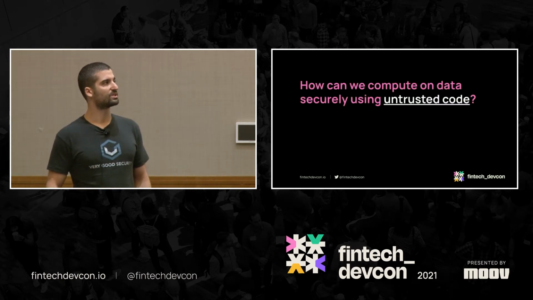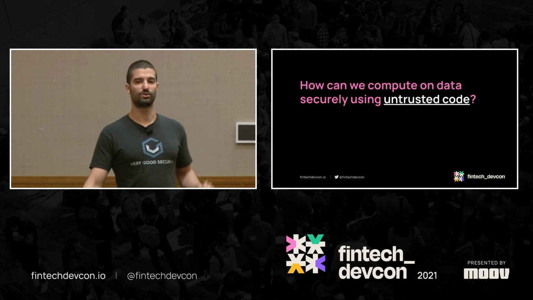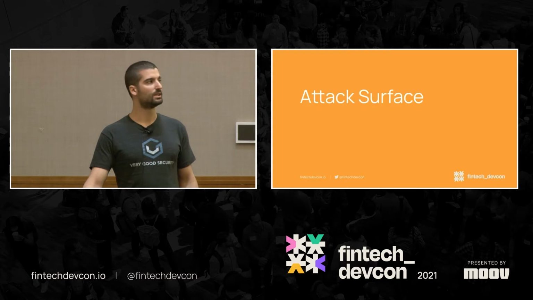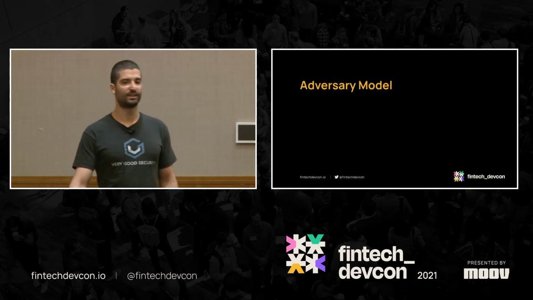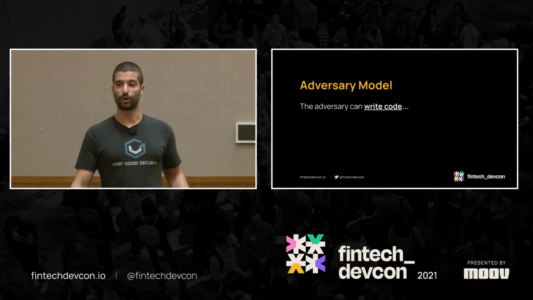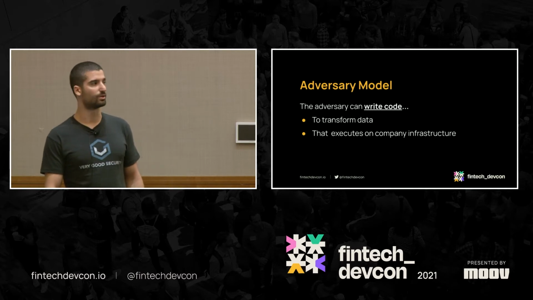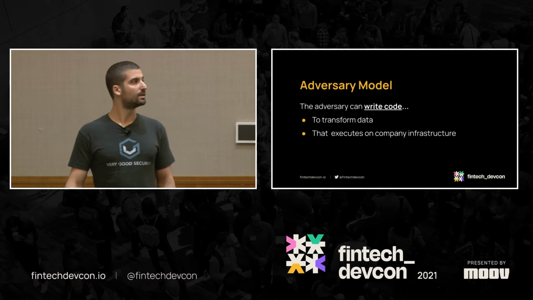And so the question I want to answer today is, how can we compute on data securely using untrusted code? Let's start by defining the attack surface. What can the adversary do? The adversary can write code to transform data and execute it on company infrastructure, the code that is.